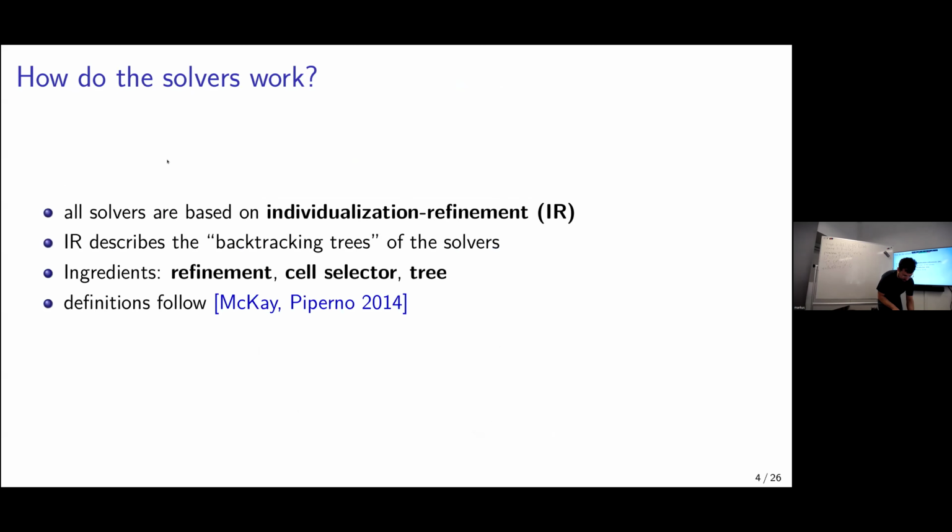Okay. So now I want to go through the formal definition of this individualization refinement paradigm. As I've said earlier, probably all of these solvers are based on this paradigm. It describes the backtracking trees of the solvers, and the ingredients, on a formal level, are refinement, self-selector, and tree. Slightly confusing compared to how I said it earlier, the refinement will also include the definition of individualization. So it's basically refinement under individualizations on a formal level. The definitions I give all follow the practical graph isomorphism 2 paper.